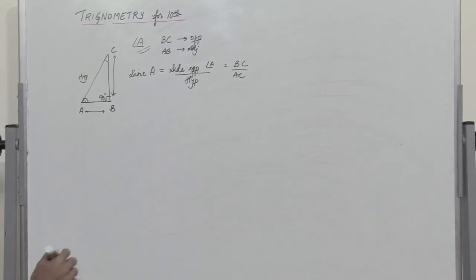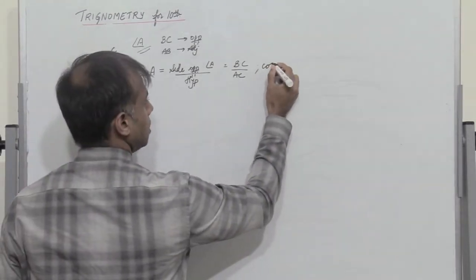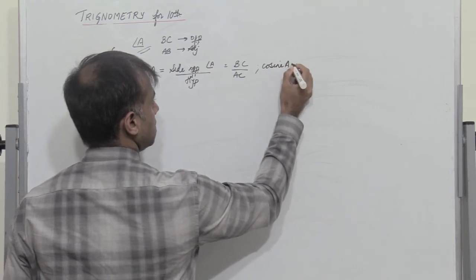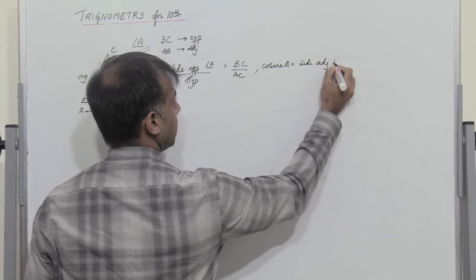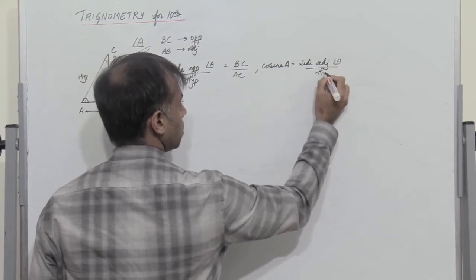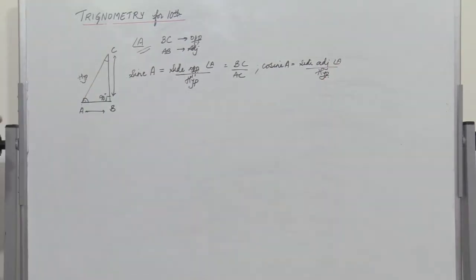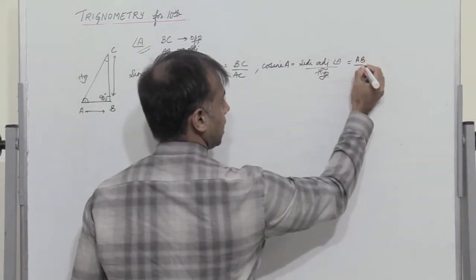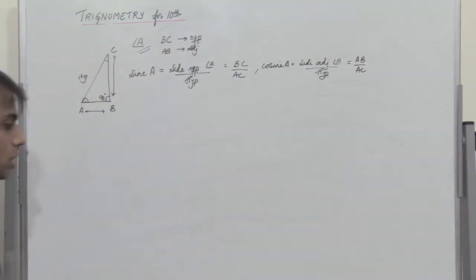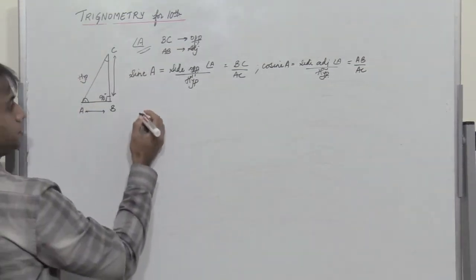Next we define cosine. Cosine A is the side adjacent to angle A divided by the hypotenuse. The side adjacent to angle A is AB. So I have AB divided by AC, and we also define tangent.